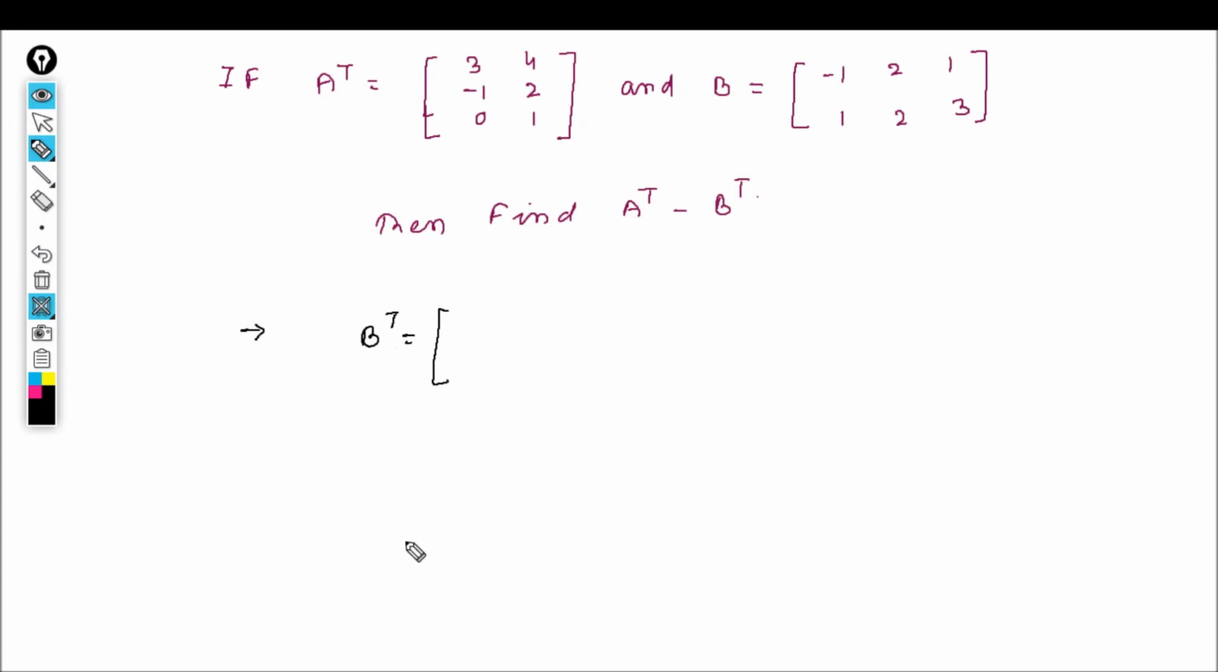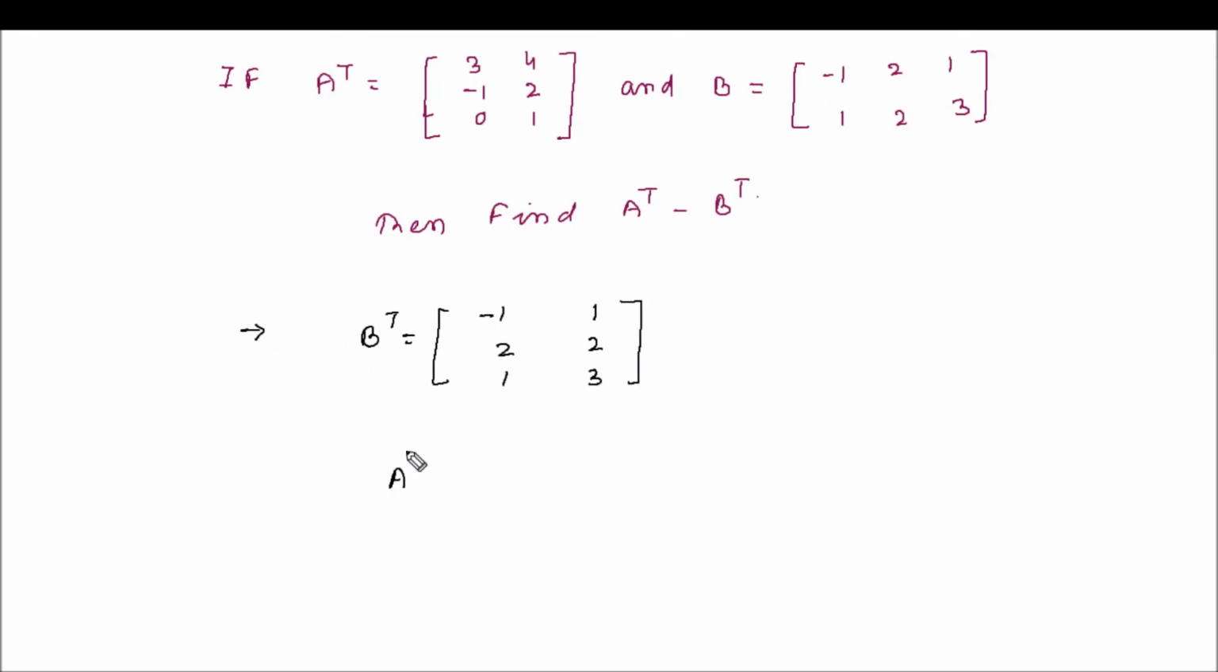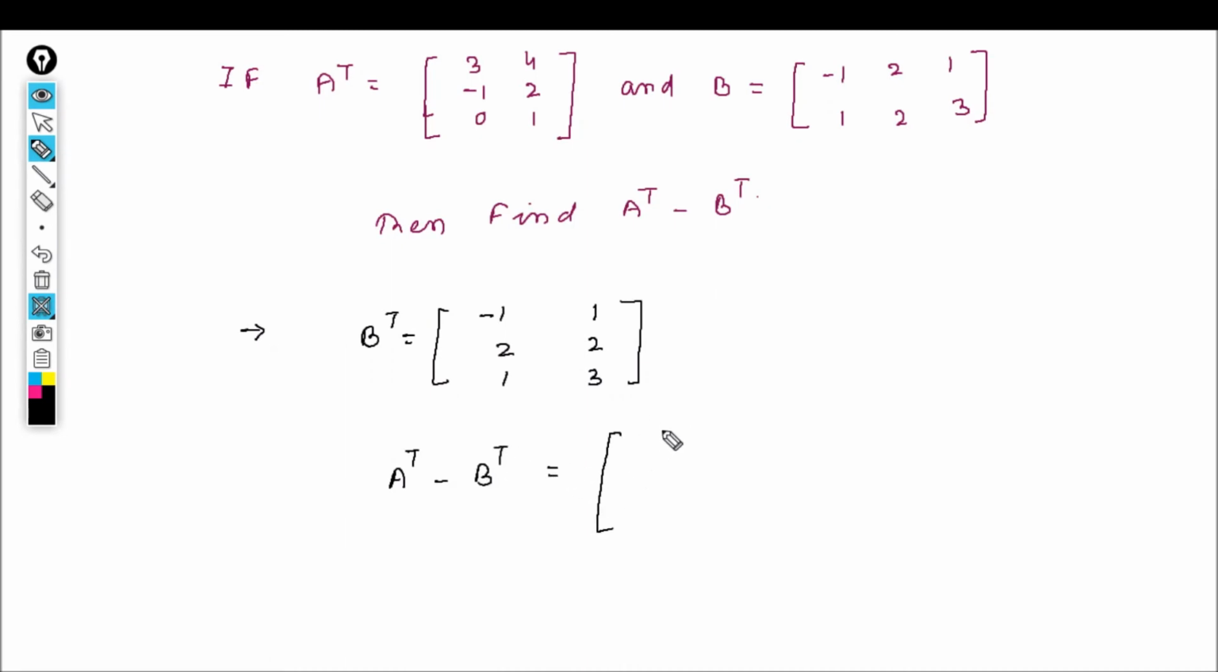A matrix obtained by interchanging rows to columns. तो इसका जो रो है बच्चों वो कॉलम कर दीजिए, -1 2 1, ये रो जो है वो कॉलम हो जाएगा 1 2 और 3. Now transpose of A minus transpose of B is equal to transpose of A, क्या है हमारा 3 -1 0, 4 2 1. तो transpose of B जो है ये है -1 2 1, 1 2 और 3.